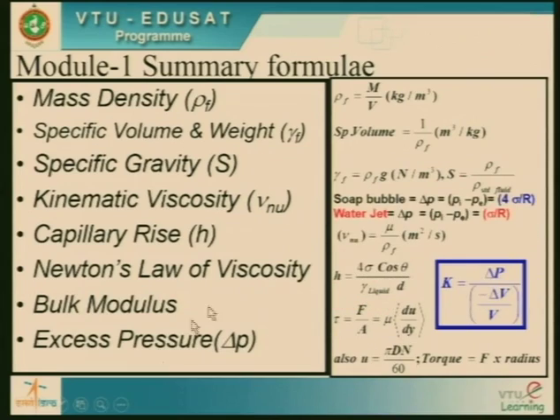That is the meaning of that K value. We have talked about one more important thing, that is called excess pressure. The last formula, you can see, the soap bubble: the excess pressure delta P is given by 4 times surface tension divided by the radius of the soap bubble. I repeat, the excess pressure in a soap bubble, delta P, is given by the formula 4 into surface tension divided by the radius of the bubble.